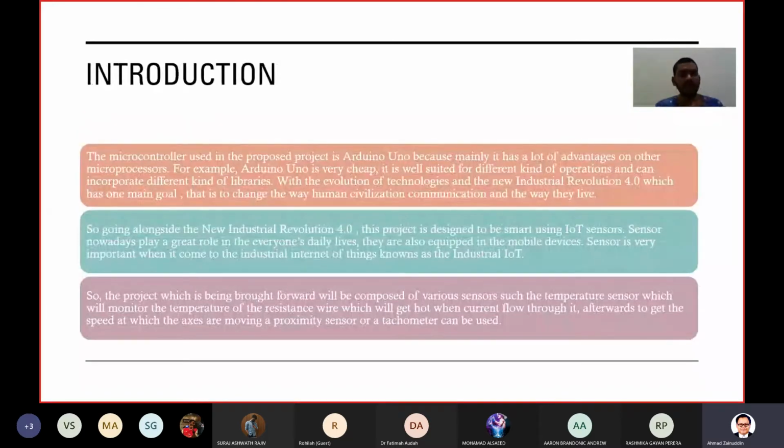The microcontroller used in this proposed project is Arduino Uno because it has a lot of advantages. For example, Arduino Uno is very cheap. It is well suited for different kinds of operations, and it can incorporate many different kinds of libraries.